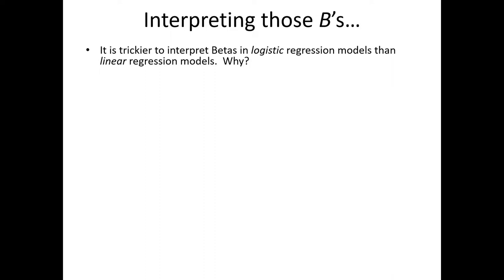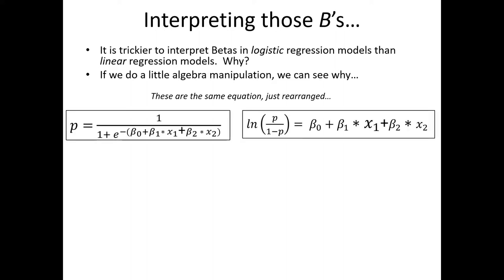Why is that? Well, if we do a little algebra manipulation, we can see why. These are the exact same equation, just mathematically rearranged. This is the logistic model that you're used to seeing, and here it's reorganized, so that on the right-hand side, it looks a lot more like the standard linear model you're used to seeing, but on the left-hand side here, we now have the natural log of the ratio of the probabilities of the outcomes.